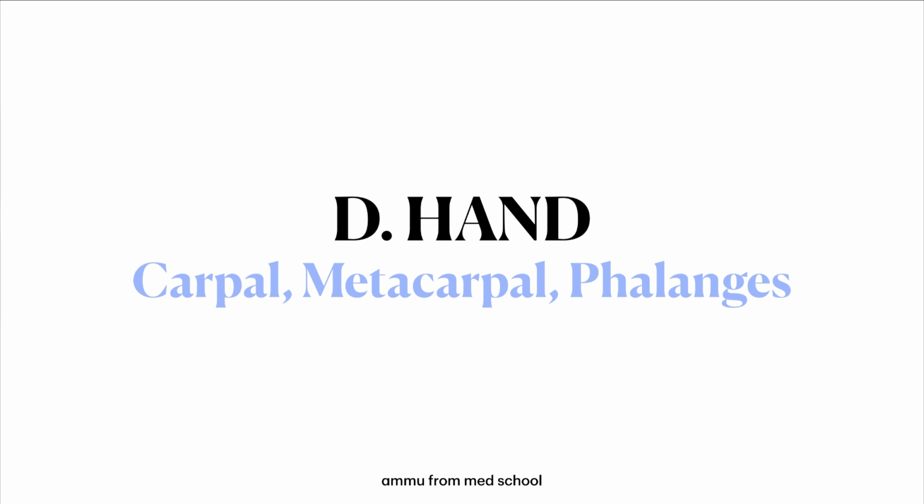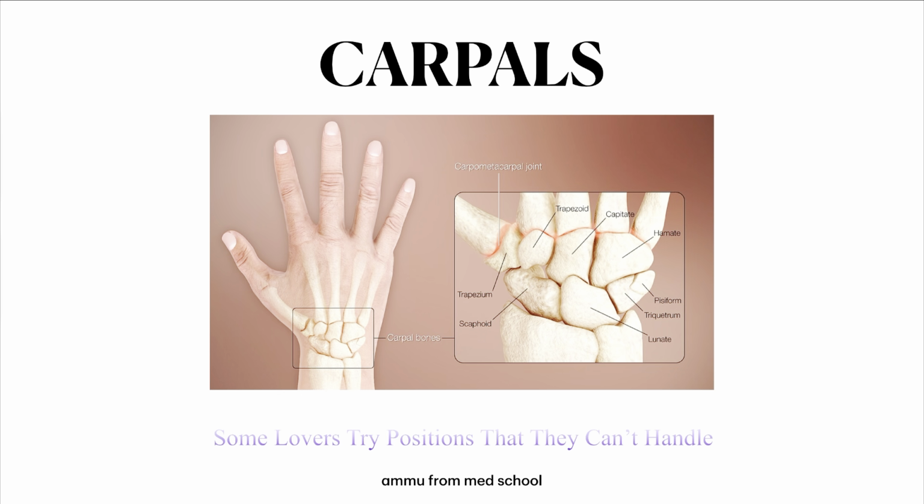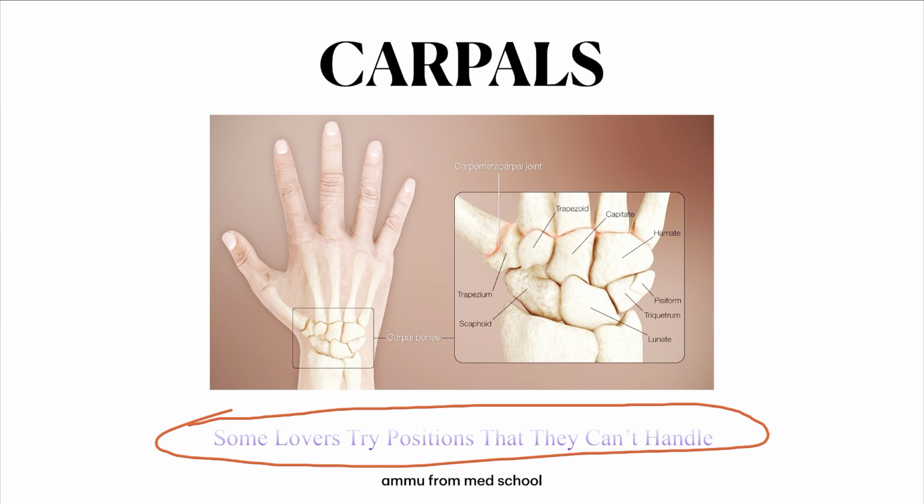Coming to the last one, hand. Here you have the carpals, metacarpals and phalanges. For the carpals, I have a cheesy mnemonic that you can remember: some lovers try positions that they can't handle. So some: scaphoid, lunate, triquetrum, pisiform. Trapezium, trapezoid, capitate, hamate. So it's 1, 2, 3, 4, 1, 2, 3, 4. You go like this: 1, 2, 3, and 4.